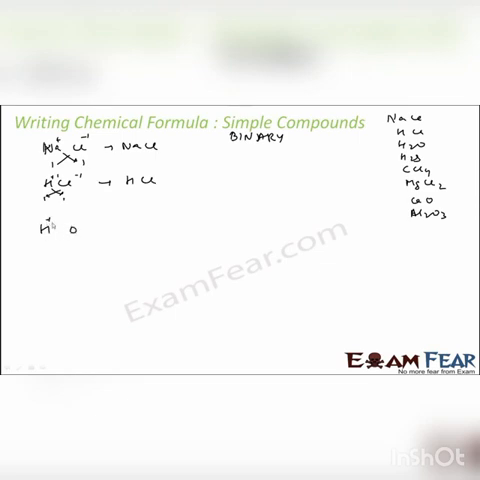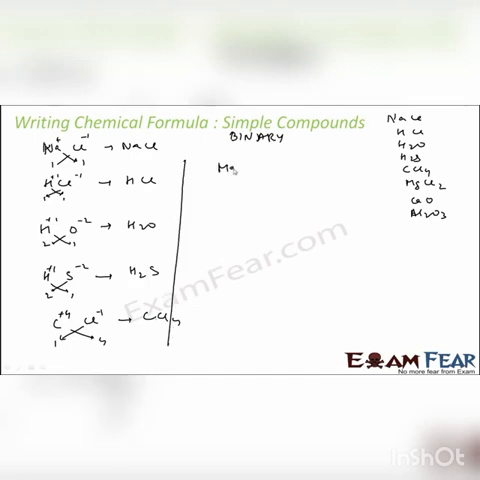H2O, plus 1, minus 2. You get 2 here, you get 1 here. You get H2O. Similarly, H2S, plus 1, minus 2. What you get is H2S. CCl4, C Cl, minus 1, plus 4. Sorry, carbon is 4. So this becomes 1, this becomes 4. So what you get is CCl4.